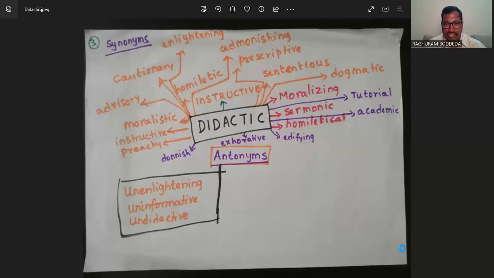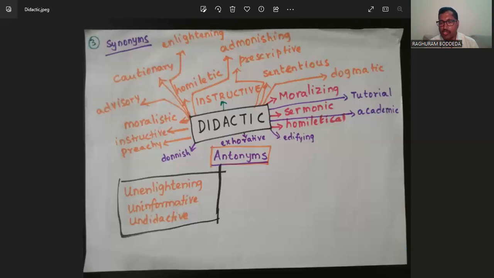You may use it. Some examples you can look at here. I want to show you the examples. The tapes were entertaining and didactic. They both amused and instructed children. His style was didactic, often patronizing, and jokes were thick cut. The set text was a Greek didactic poem. So these are some examples of the word didactic used in sentences.